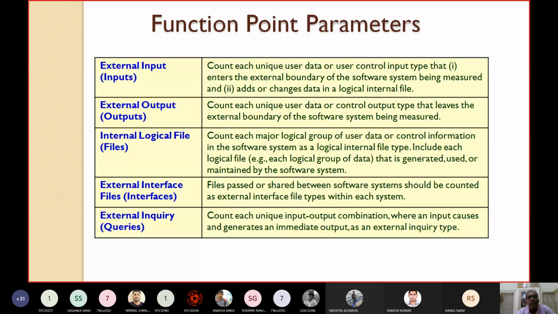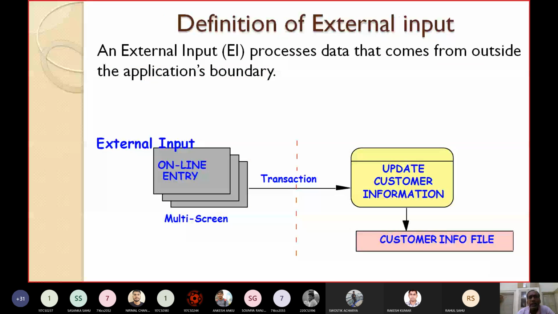I have just given the definition for each one. That also, external, what does it do? Access data from where? That comes from outside the application boundary, isn't it? External input, like online entry. This transaction comes to update customer information, and then it comes to the customer info file. So this external input processes data that comes from outside the application's boundary. This is an example shown here. This is the definition of external input.